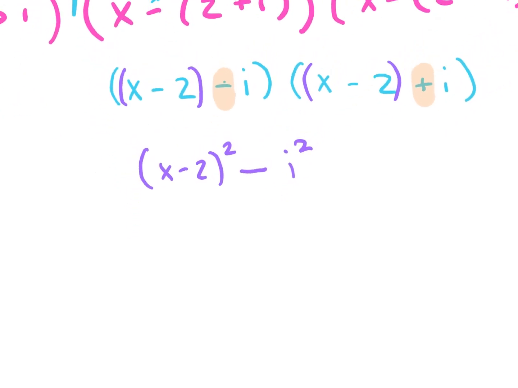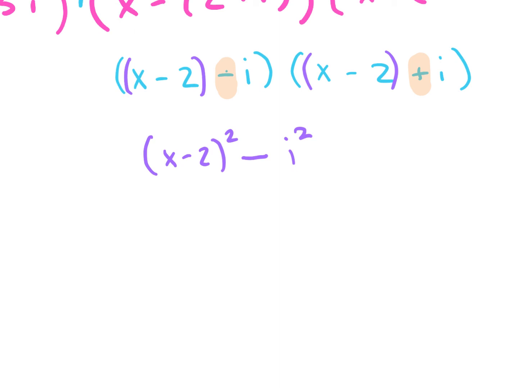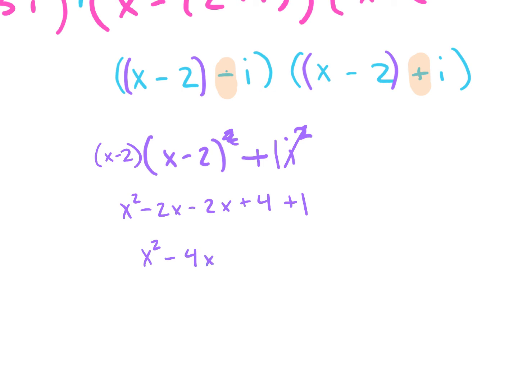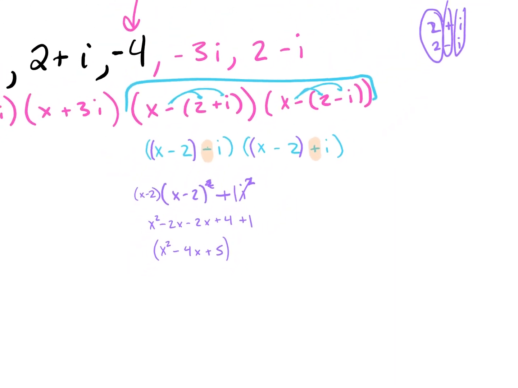So now we have to do x minus 2 squared. So how do I do that? FOIL. So x squared minus 2x minus 2x plus 4. If it helps, write it next to each other. This is x minus 2 times x minus 2. And we still have that minus i squared. What does the i squared turn into? Negative 1, so that would make this a plus 1. Now I can combine my like terms. I have x squared minus 4x plus 5. So I just FOILed this part out.